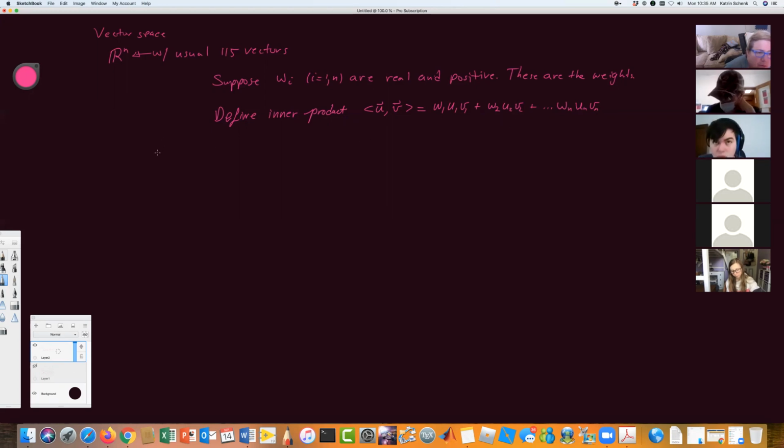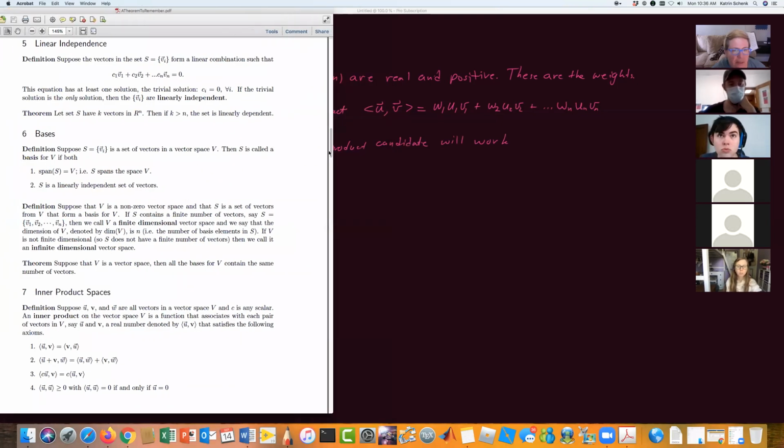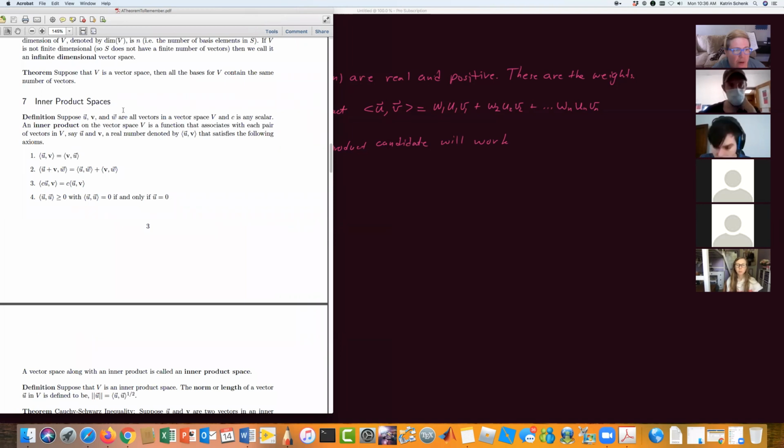We'd like you to show that this inner product candidate will work, meaning it fits all the axioms. So let's go back to our notes right here. There's the inner product spaces and all the things that have to work for an inner product are right here. These four axioms.